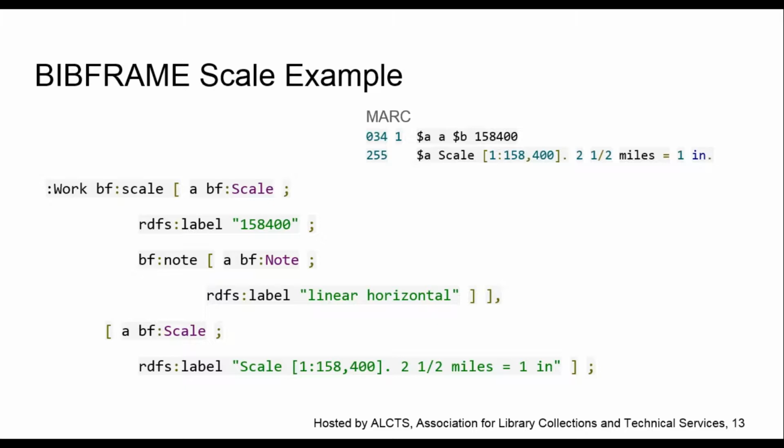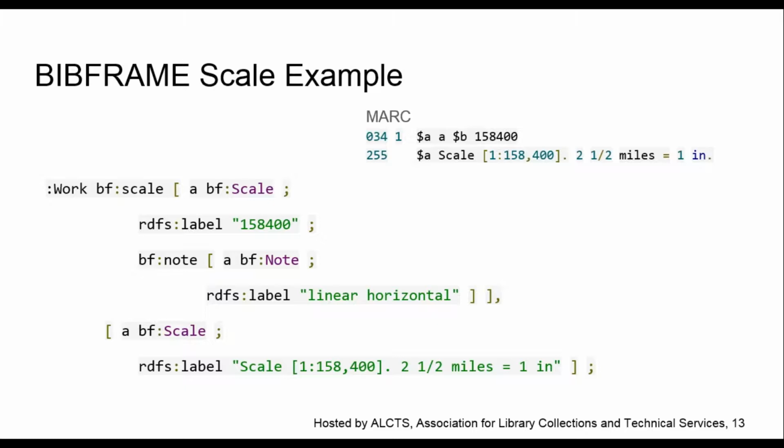Looking at this specific example of how BIBFRAME might model what we're used to seeing in MARC data, we're used to seeing the machine-readable scale data in the 034 subfield B and the human-readable version of the scale in the 255 subfield A. Looking at the BIBFRAME RDF example here, the LC converter takes these two areas of MARC data and turns them into two separate BIBFRAME objects. The first scale object, which starts with the first open bracket on the left there, has a label consisting of the 034 scale denominator value, and then asserts a related note, a note object, identifying that it is linear horizontal scale.